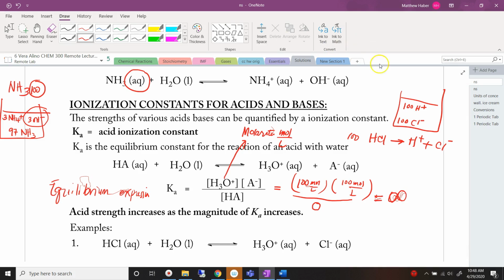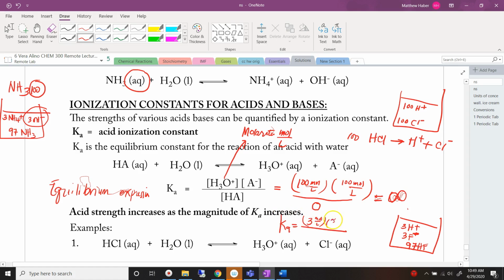Now, if we take a look at HF, you have 100 molecules, and only 3 of them become their ion form. The remaining stay intact as HF. So if we write the Ka number for HF, it will be 3 moles per liter times 3 moles per liter of fluoride ions, divided by 97 moles per liter. So that's pretty much the value for your Ka.